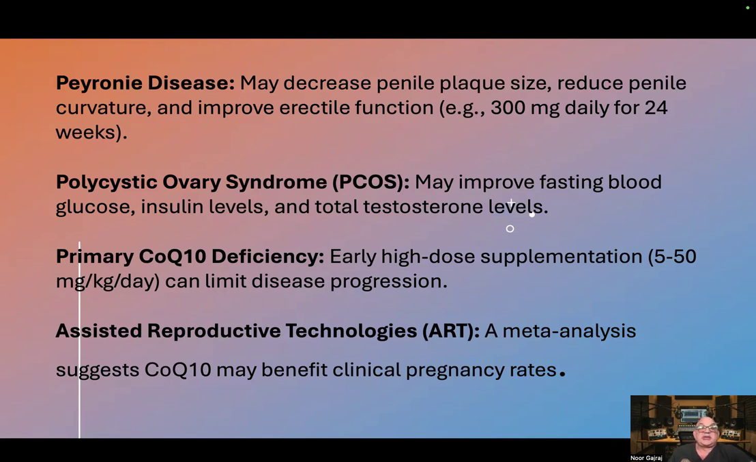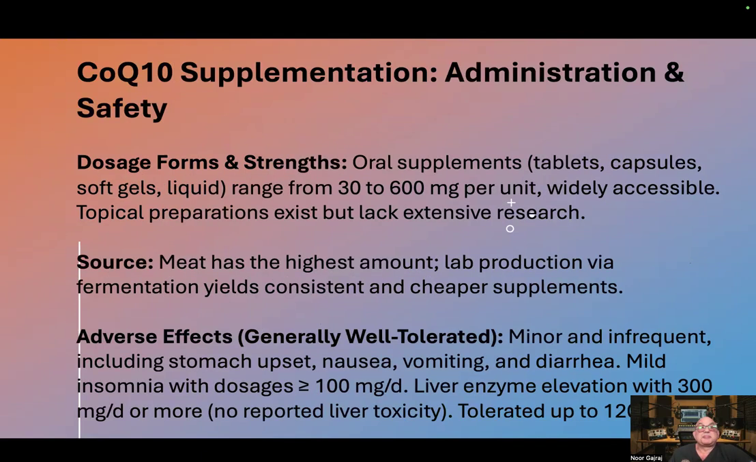Polycystic ovary syndrome: it may improve fasting blood glucose, insulin levels, and total testosterone levels. Primary CoQ10 deficiency: early high-dose supplementation, 5 to 50 milligrams per kilogram per day, can limit disease progression. Assisted reproductive technologies: a meta-analysis suggests CoQ10 may benefit clinical pregnancy rates.